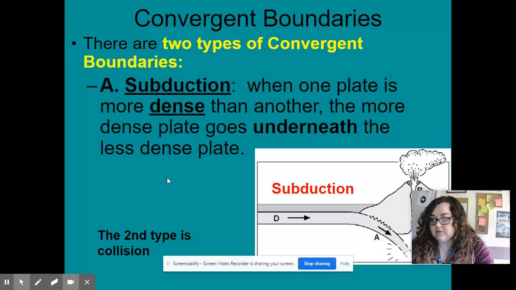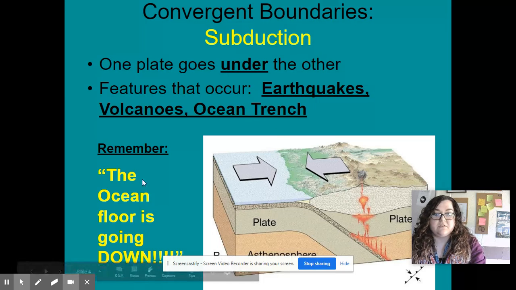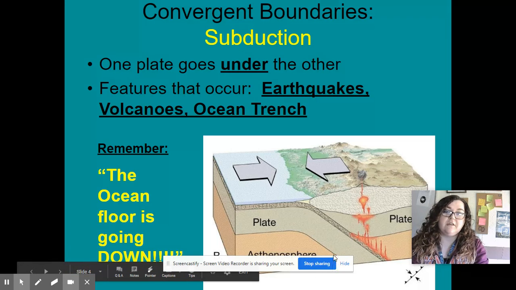Subduction is whenever one plate is more dense than the other, and then the other one goes underneath. Subduction, one plate goes underneath the other. The features that occur at subduction zones are going to be earthquakes, volcanoes, and ocean trenches, which we've talked about before. So it's just important to know that in a subduction zone, the ocean floor is more dense, and it is going underneath a less dense plate.